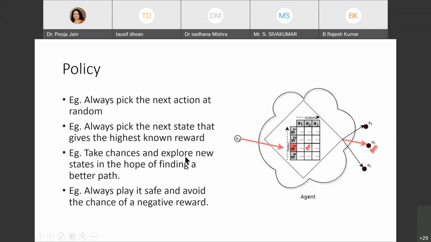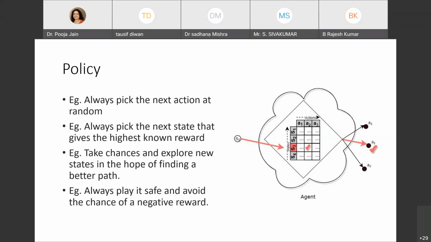One more policy is there: always play in a safe mode. Do not cross the limit. Suppose you are moving from a safe to an unsafe state, then we will not take that particular action. We are not going into the unsafe state. So these are all the policies.